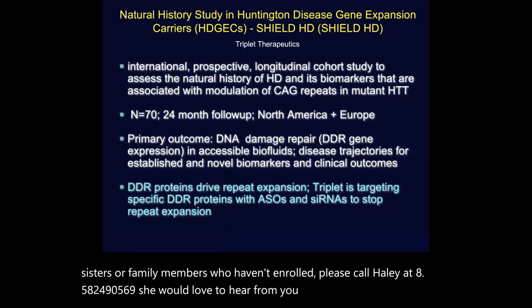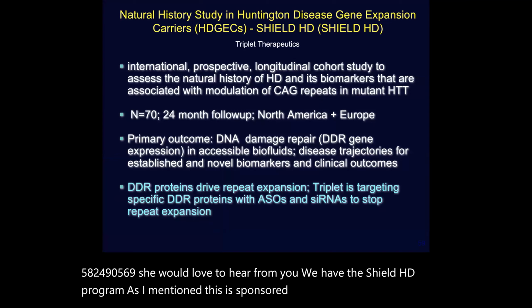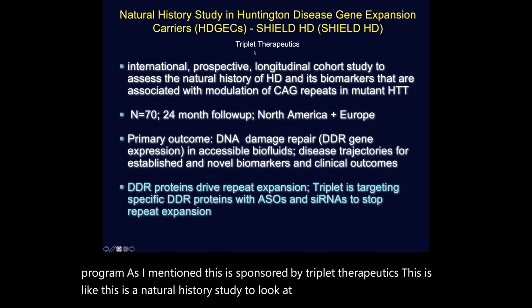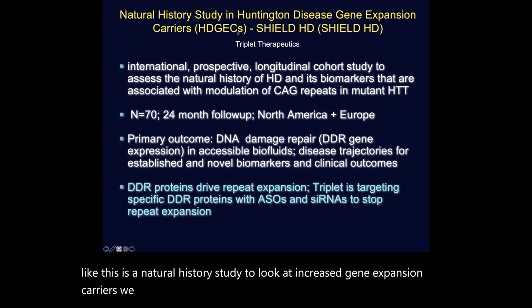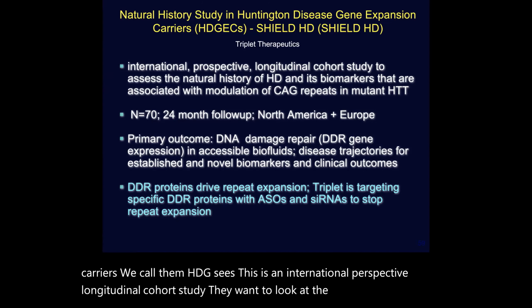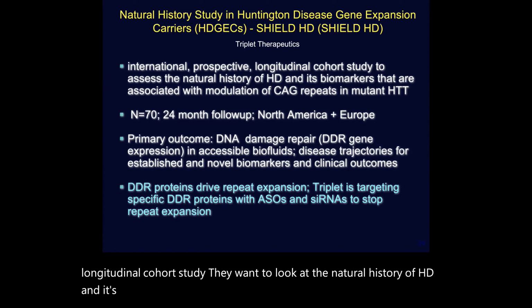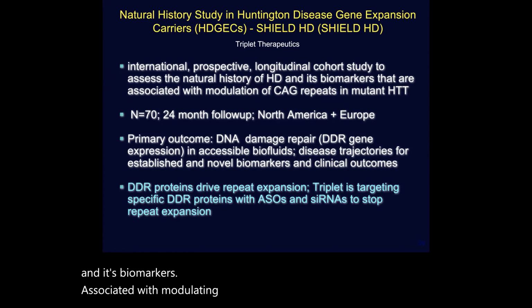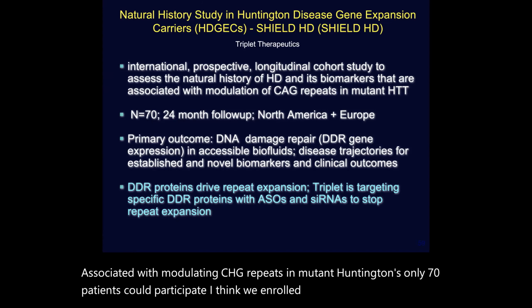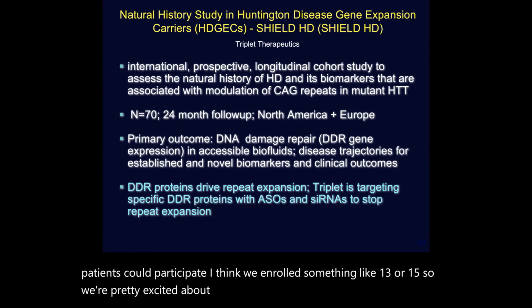We have the Shield HD program. As I mentioned, this is sponsored by Triplet Therapeutics. This is a natural history study to look at increased gene expansion carriers. We call them HDGECs. This is an international prospective longitudinal cohort study. They want to look at the natural history of HD and its biomarkers associated with modulating CAG repeats in mutant Huntingtin. Only 70 patients could participate. I think we enrolled something like 13 or 15, so we're pretty excited about that. There's a 24-month follow-up. It was North America and Europe.